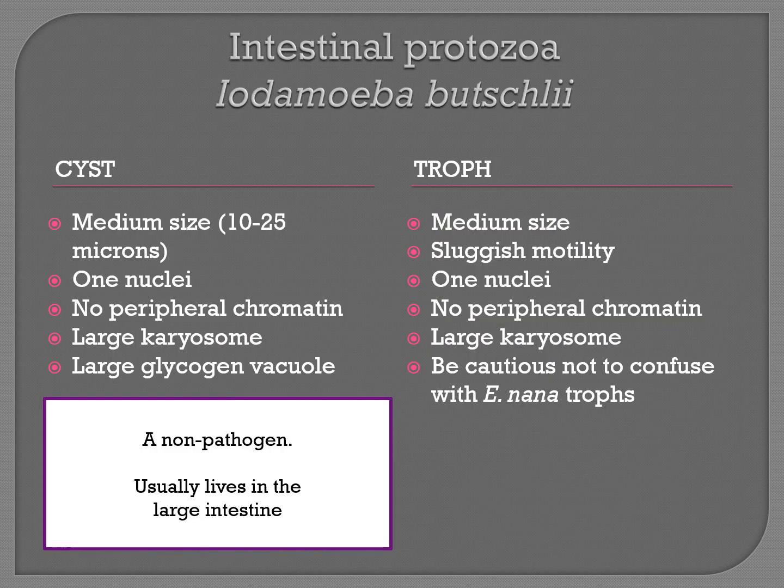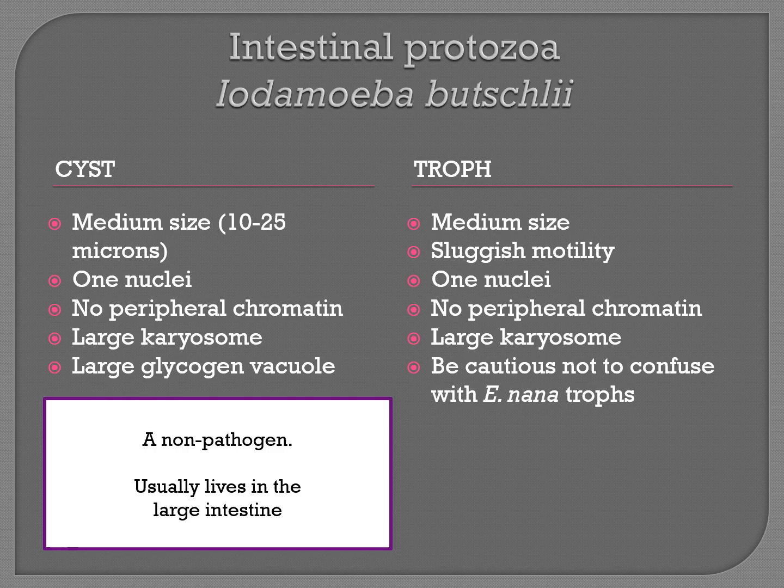Iotamoeba buchlei is an intestinal protozoan. There's only a single species, and it is commensal and a non-pathogen. Usually lives in the large intestine. The cyst is medium at about 10 to 25 microns. There's only 1 nucleus in the cyst, which you may not be able to see very well. There's no peripheral chromatin and a large karyosome. But the thing that really jumps out at most people is that in the cyst you have a large glycogen vacuole.